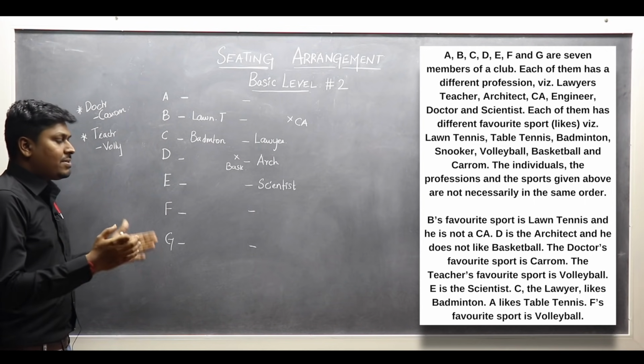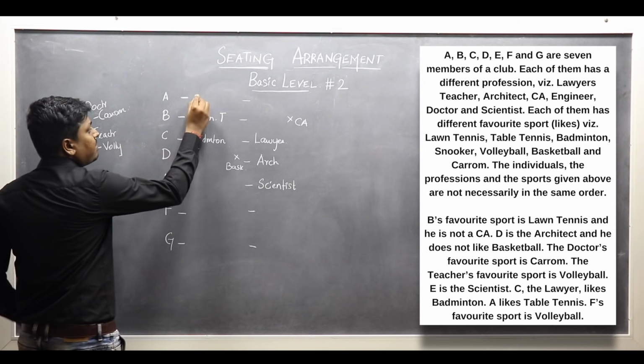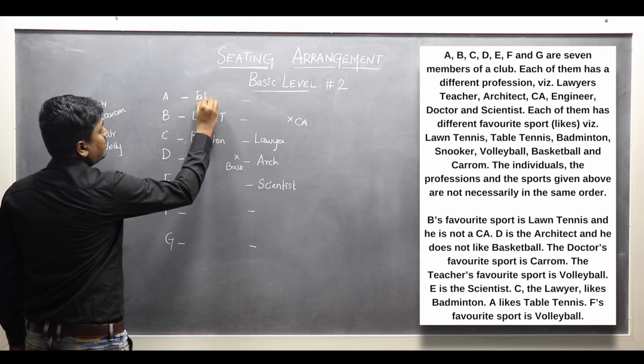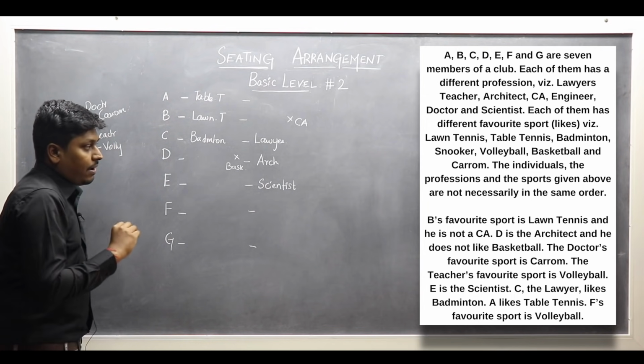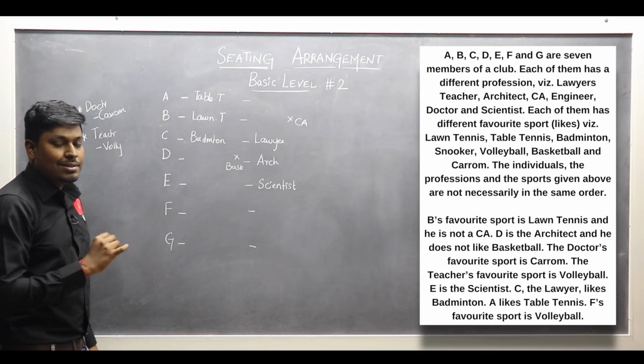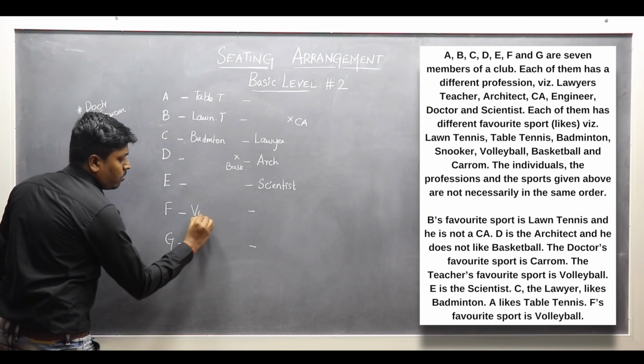We still have 2 points to go. A likes table tennis. It's a direct statement. The person A likes table tennis. And the last point is F's favorite sport is volleyball.